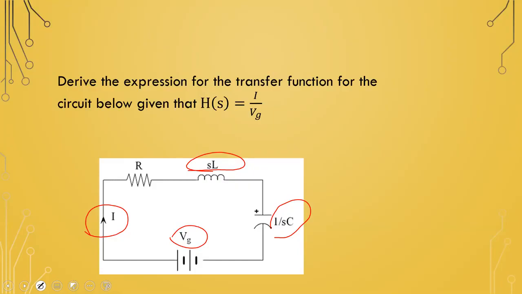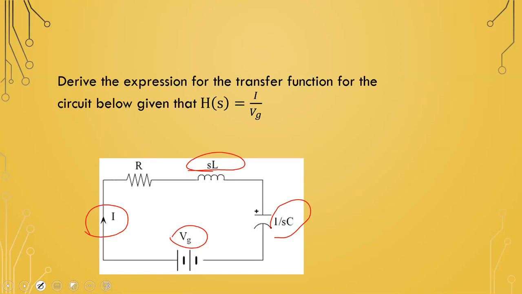Now, before we jump into this, what kind of circuit is this? How are the elements connected in this circuit? Series. All right, so we have a series circuit. And if we have a series circuit, how do we find the current? Total voltage over the total impedance. All right, so I is equal to the voltage over the total impedance.